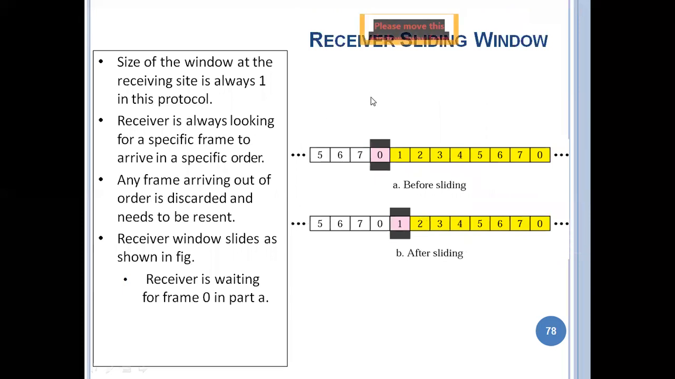So now to the receiver side. This one was the sender side. Now moving to the receiver side.